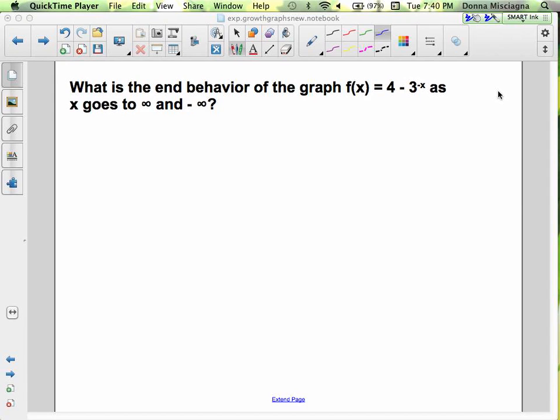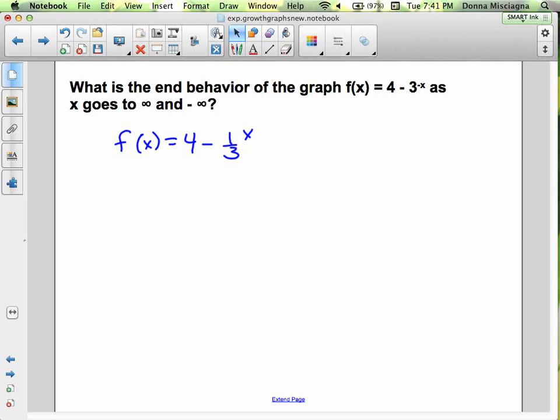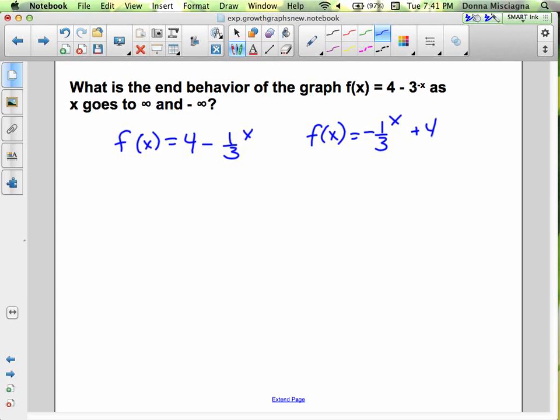All right, so first of all, we should rewrite it because it has a negative exponent. So this would be f of x equals 4 minus 1/3 to the x, right? By the way, the ordering that we add things doesn't matter, so we could also write that as f of x equals negative 1/3 to the x plus 4. All right, so this is decay.